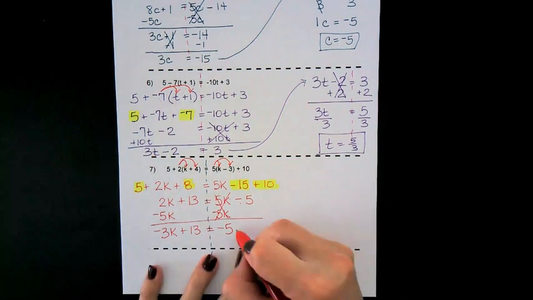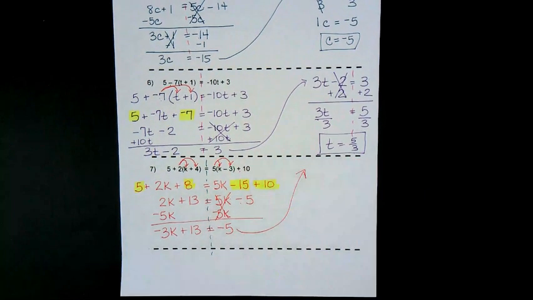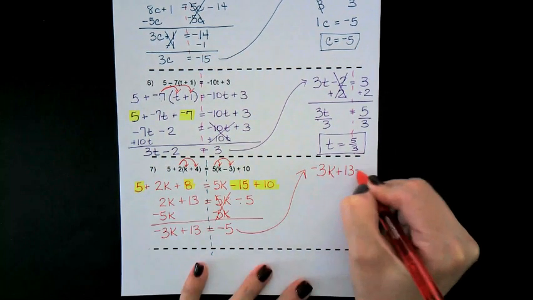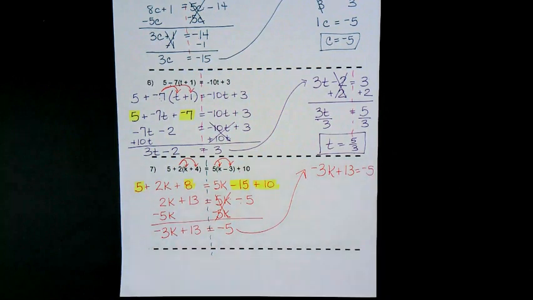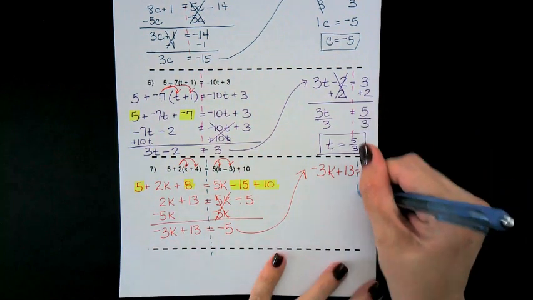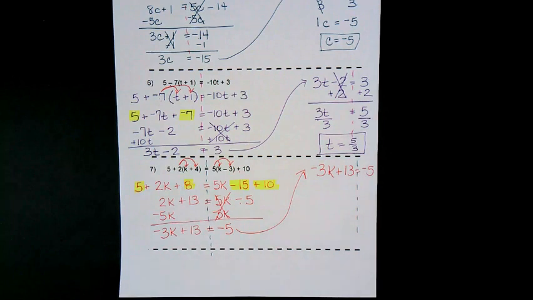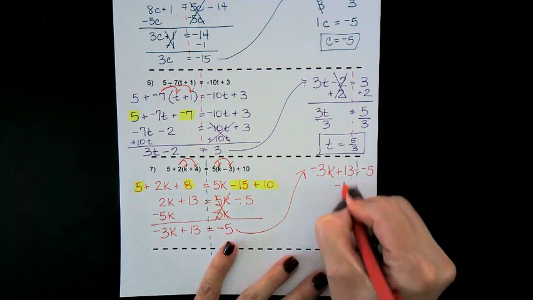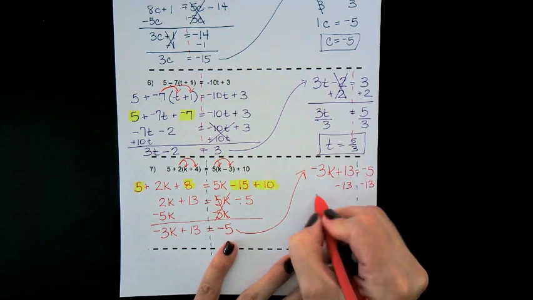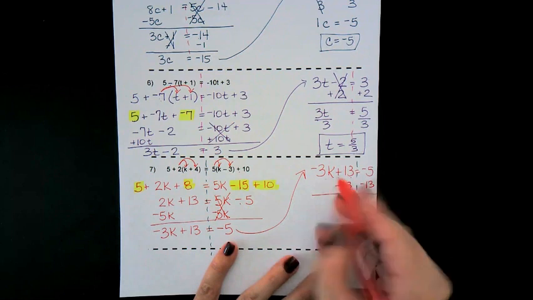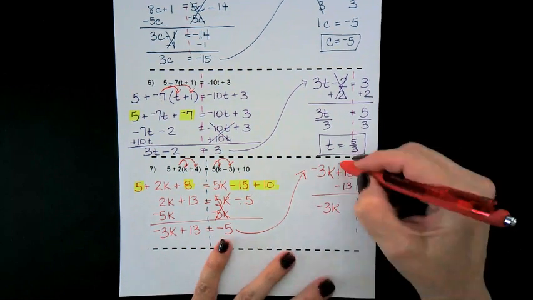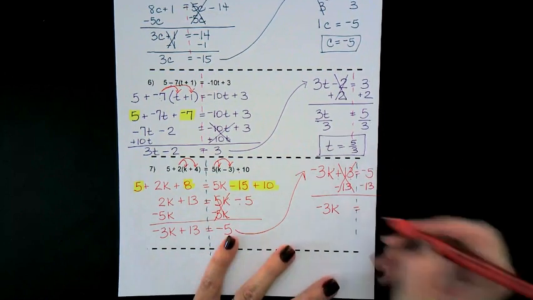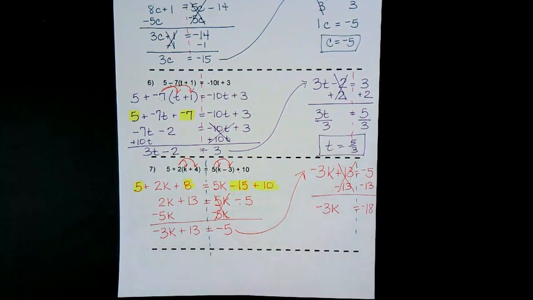Okay, now we need some more space. So let's go over to this other side. We're just rewriting negative 3k plus 13 equals negative 5. And now I'm ready. I have my two-step equation. I'm starting to do the opposite. So the opposite of adding 13 is to subtract 13. That leaves me with negative 3k plus 13 minus 13 cancel equals negative 5 minus 13 is negative 18.